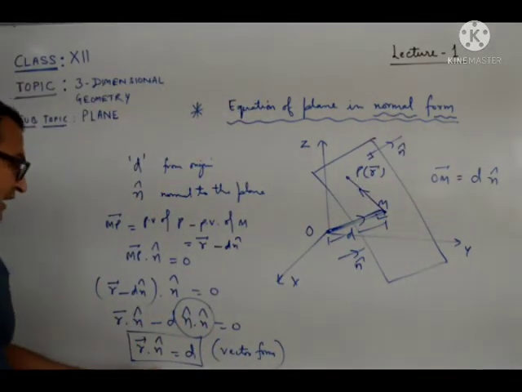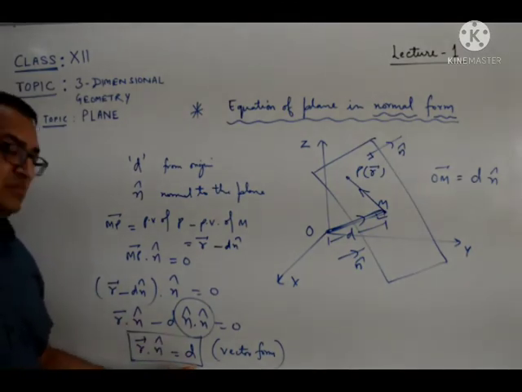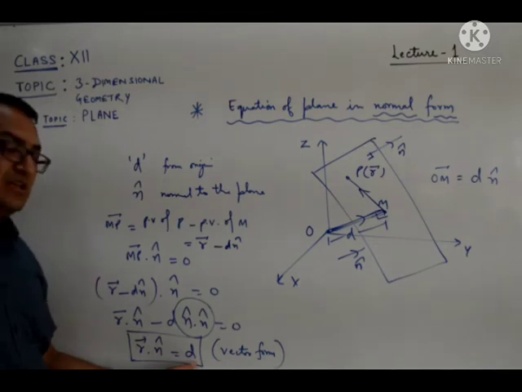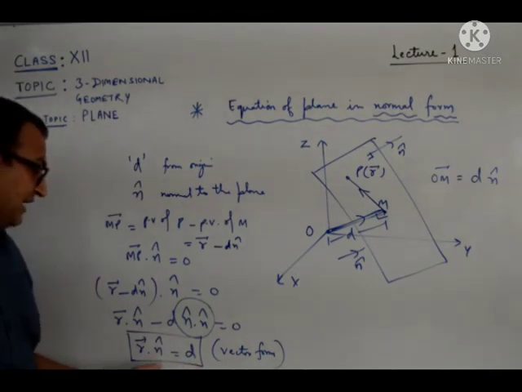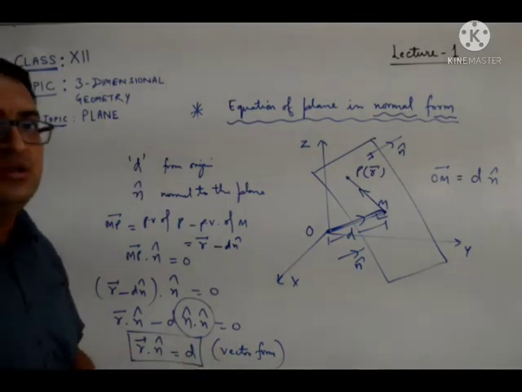Always remember, in this form, what is n cap and what is d. If this is a unit vector, right? If it is just a normal vector, then this will not be the perpendicular distance of the plane from origin. But if we have this vector as a normal unit vector, then this d will be the distance of the plane from origin.